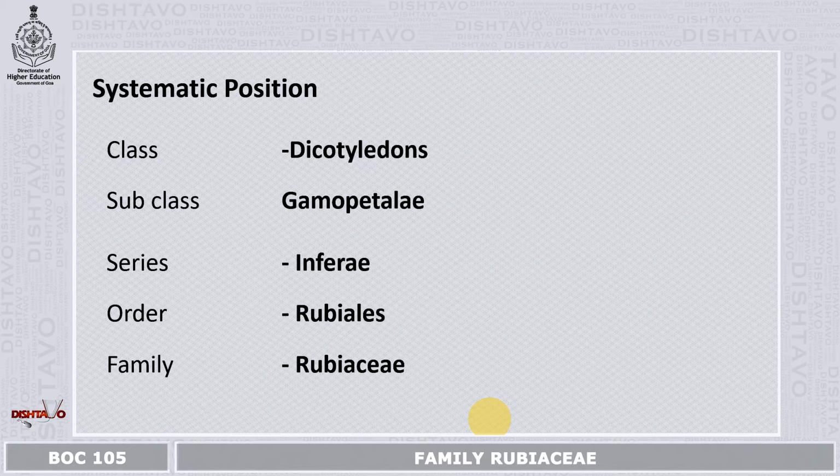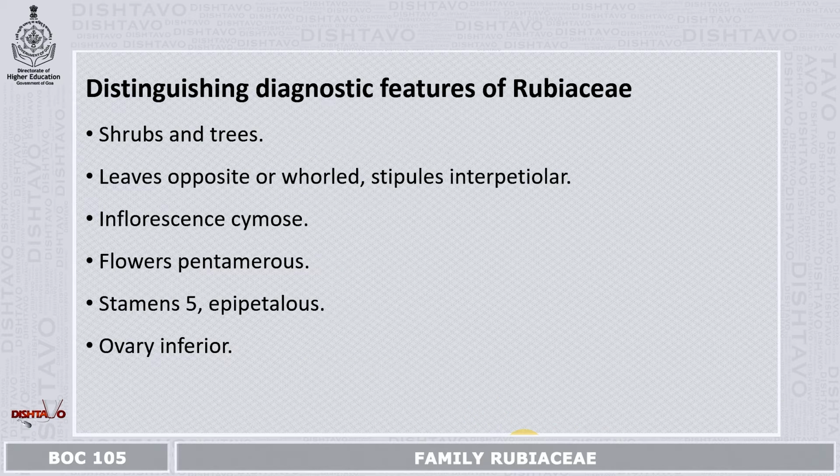Coming to the systematic position, family Rubiaceae belongs to class Dicotyledons, subclass Gamopetalae, series Inferae, order Rubiales, family Rubiaceae. The distinguishing diagnostic features of family Rubiaceae are: plants are mostly shrubs and trees, leaves opposite or whorled, stipules interpetiolar, inflorescence cymose, flowers pentamerous, stamens 5 and epipetalous, ovary inferior.